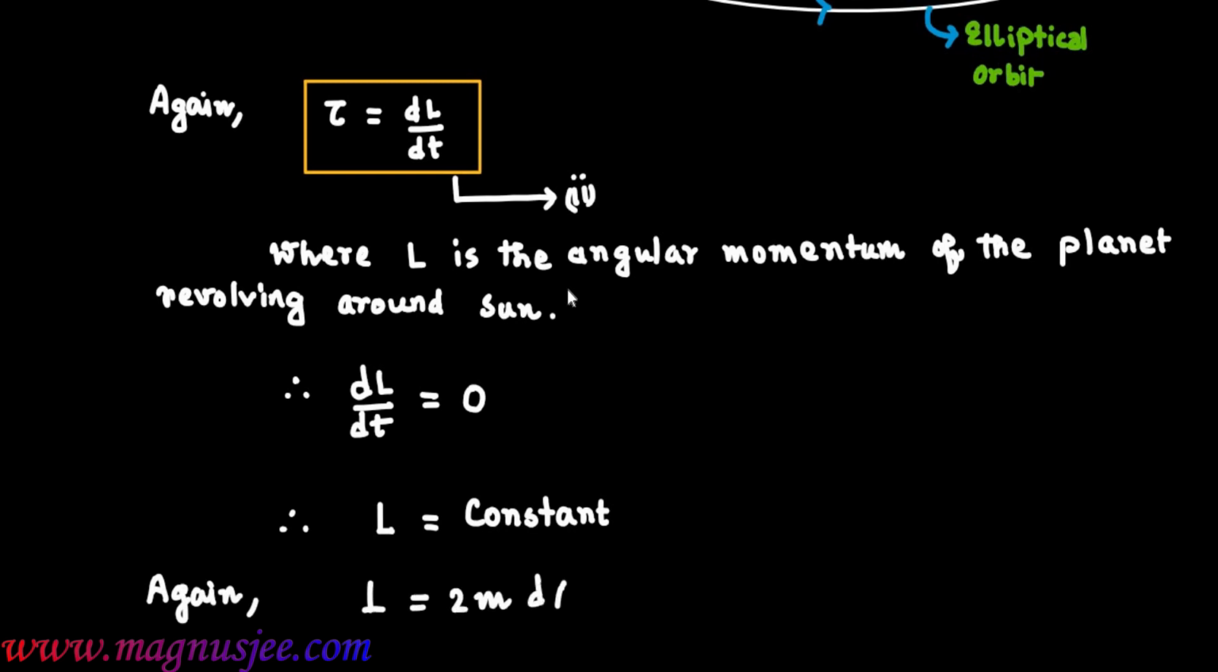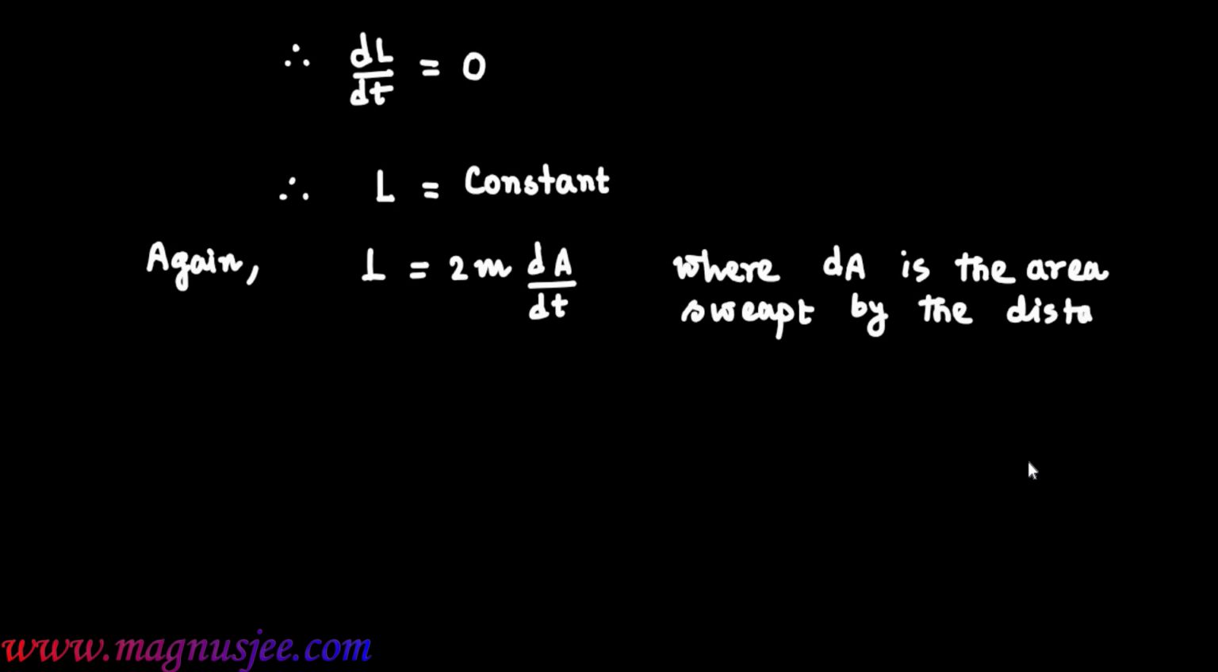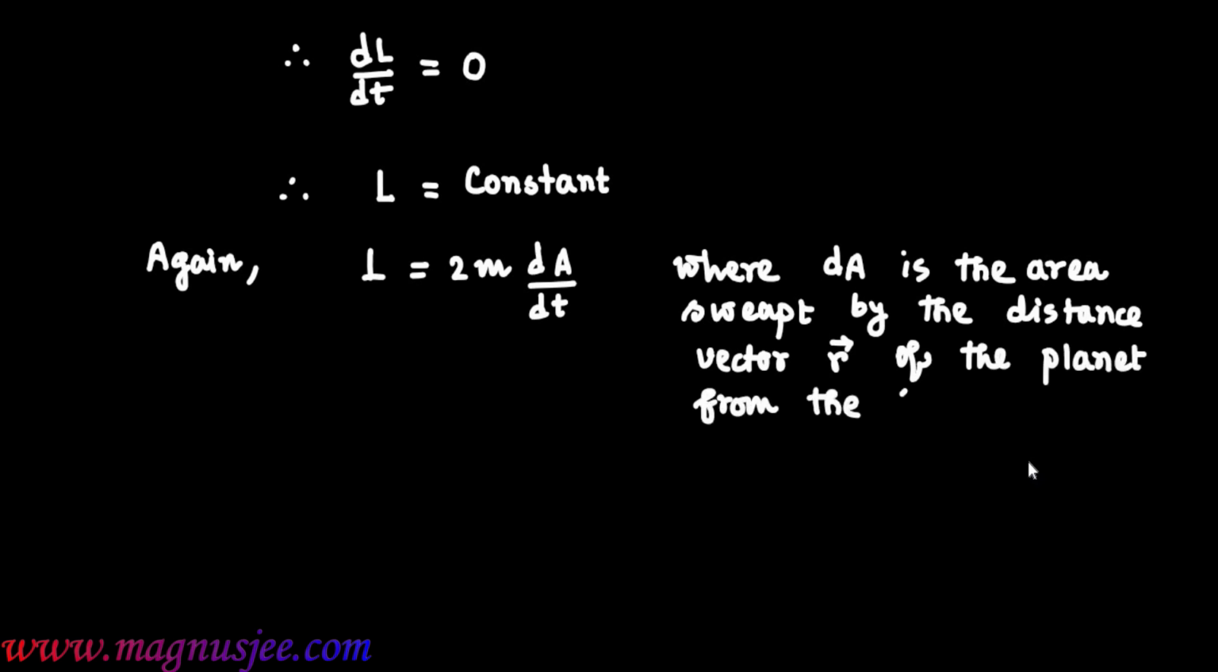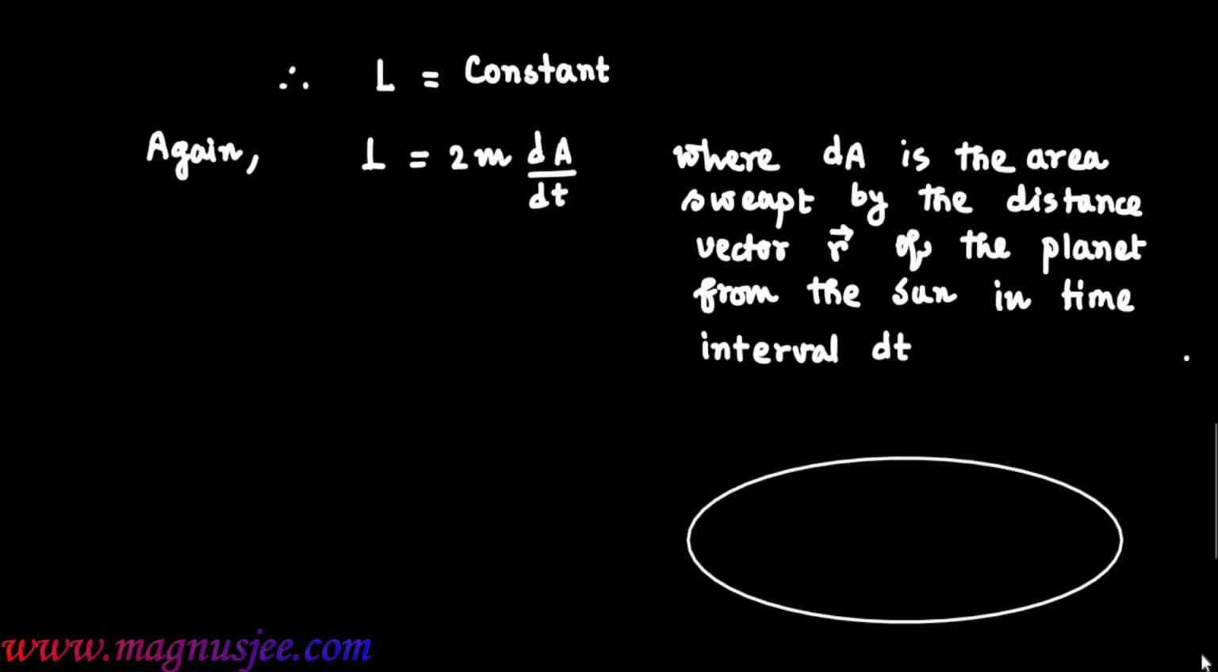So again, angular momentum L is twice the mass times areal velocity. L equal to 2m dA by dt, where m is the mass of the planet and dA is the area swept by the distance vector r of the planet from the sun in time interval dt. And here we can draw the diagram.